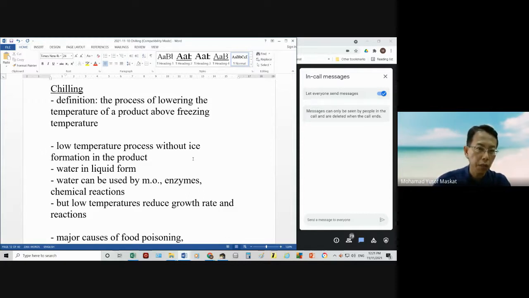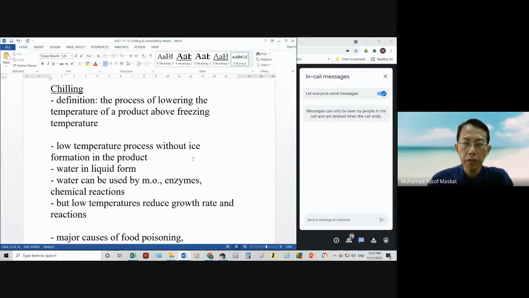For example, chemical reactions. Certain chemical reactions need the presence of water. For example, hydrolysis. Even by the name, hydro means water, lysis means cutting. So it is a cutting process reaction with the presence of water. So it needs the presence of water. So if water is in the solid state, then it cannot be used.